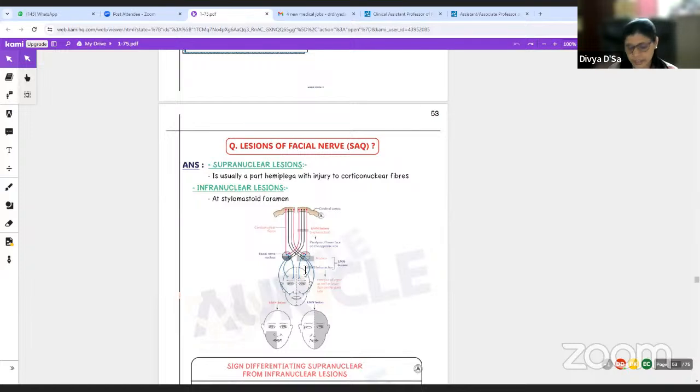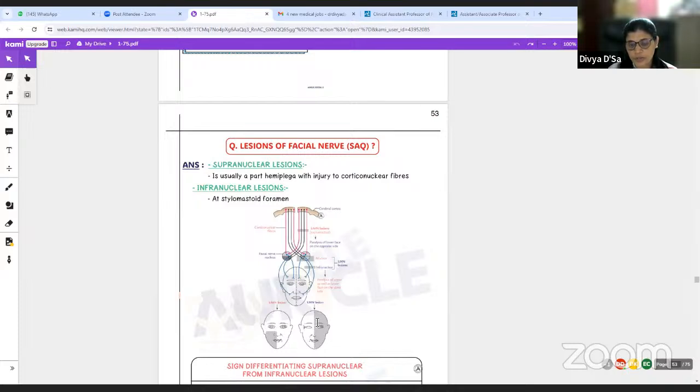Okay, you got it? So the opposite fibers will cross over and go to the nucleus. From there the facial nerve will begin. It supplies the whole half of the face on that side. The right side nerve will supply the right side, the left side will supply the left side. The fibers which do not cross will supply the same side only, but the forehead region. So that is why in upper motor neuron lesion, the upper half of the face is spared and only the lower half is affected.